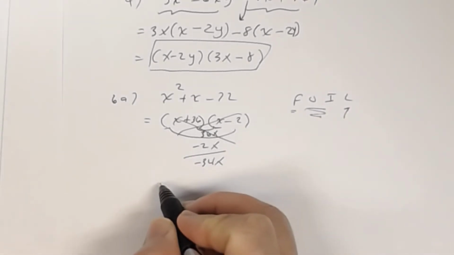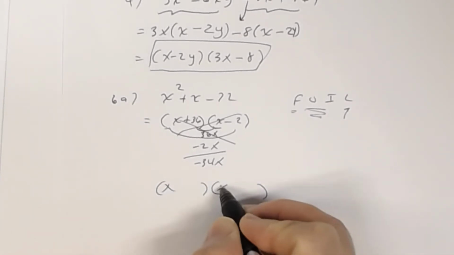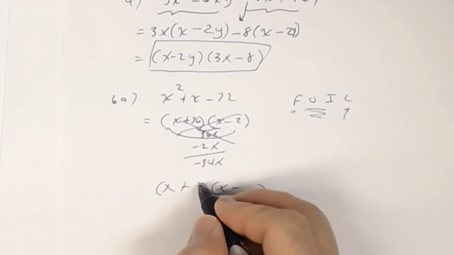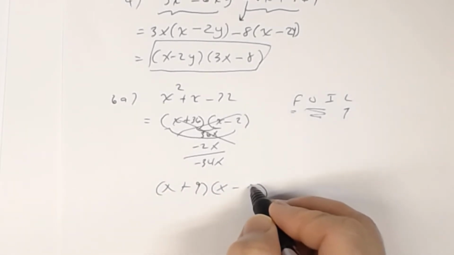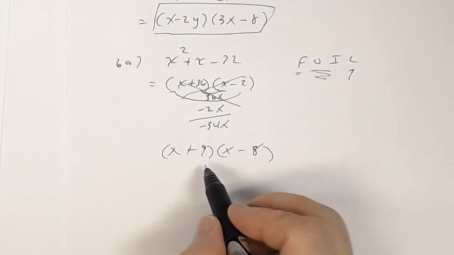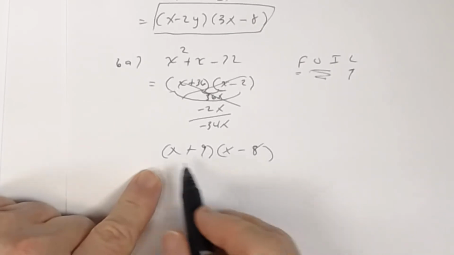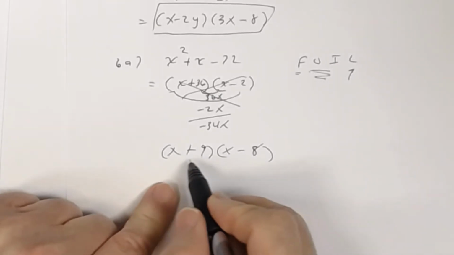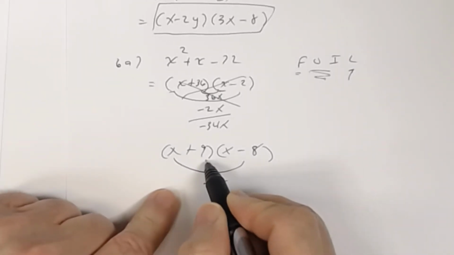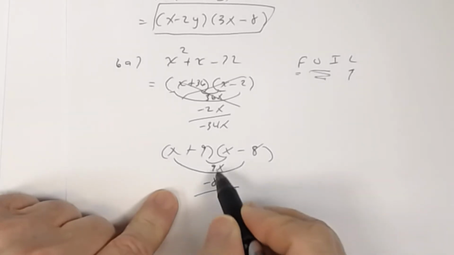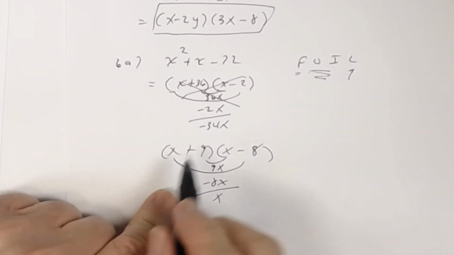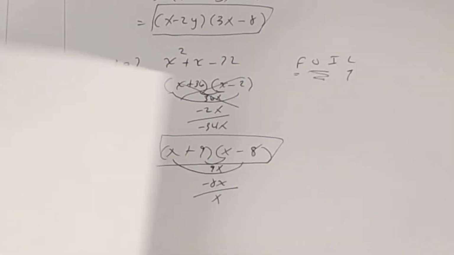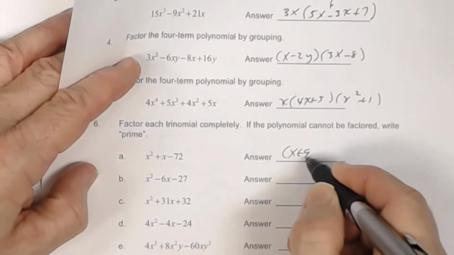So then you may say, all right, I'm going to try x times x is x squared, plus and minus, because the last sign's negative. So one has to be positive, one has to be negative. Let's try 9 and 8. Let's see if that works. So using the idea of FOIL, x times x is x squared. A positive 9 times a negative 8 is a negative 72. The outer is a negative 8x. The inner is a positive 9x. And when I add them up, I get x, which is what I wanted. So the answer to 6a is x plus 9 times x minus 8.